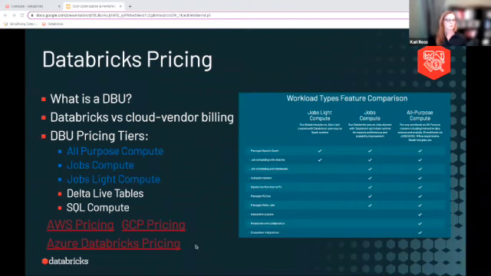Keep in mind that most companies have contracts, so these might not be your prices. You might have a lower price, or you might not, depending on your contract. So just reach out to your account team and they can help if you have questions about what your pricing is for these different tiers.